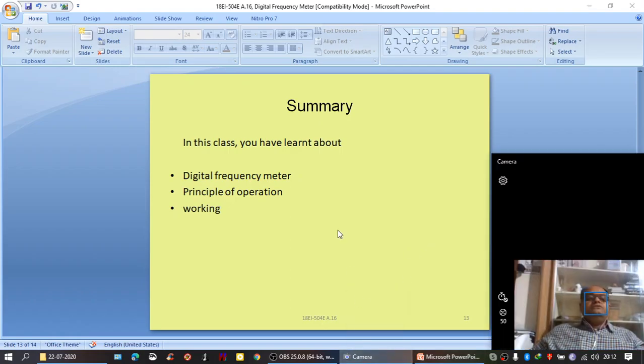So that is all about the digital frequency meter. So what is a digital frequency meter? What is the principle of operation, and what is the basic block diagram? What are the various parts in the block diagram? What are their functions? And how frequency is measured using the frequency meter. That is the working of the frequency meter. So this is all about the digital frequency meter.